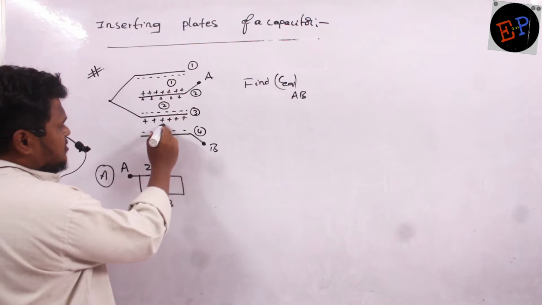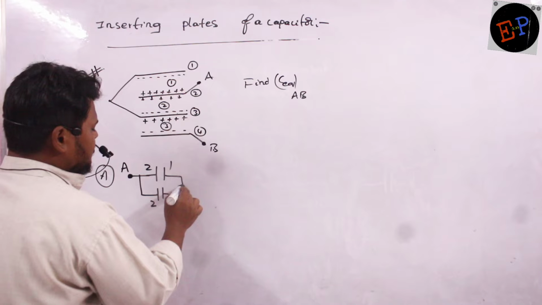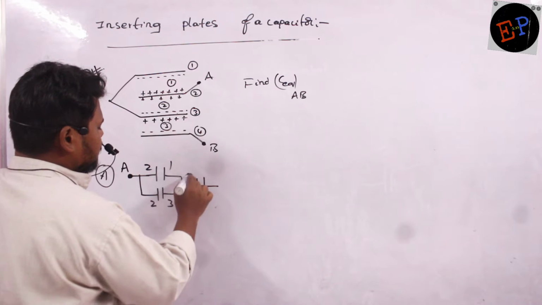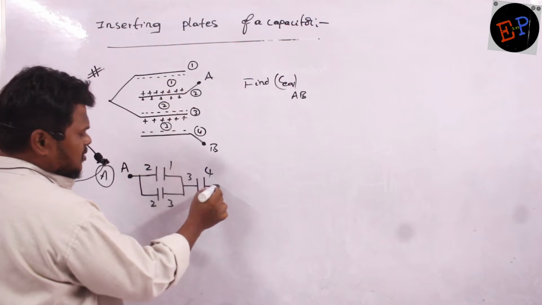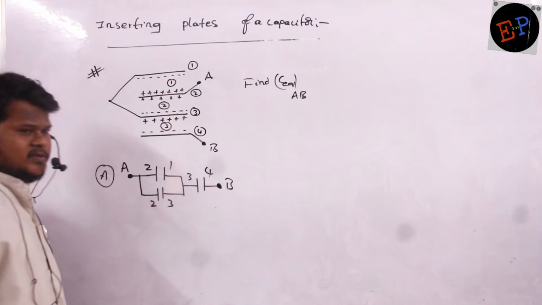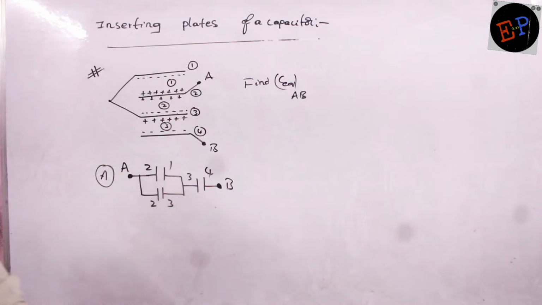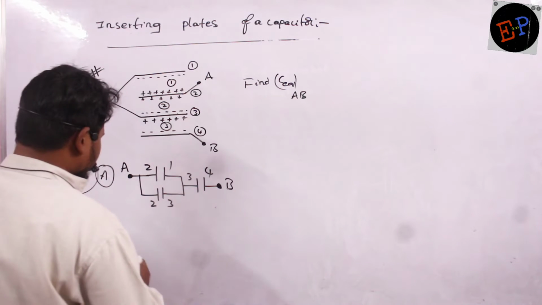3 and 4, this is capacitor number 3. Clear? So this is the third plate. So 3, 4. And to the fourth plate, second terminal B is connected. All the conditions are satisfied. Clear now? Now just find out the equivalent capacitance.